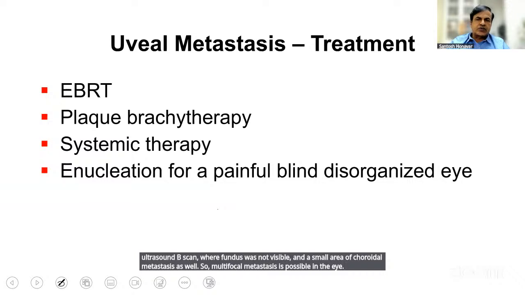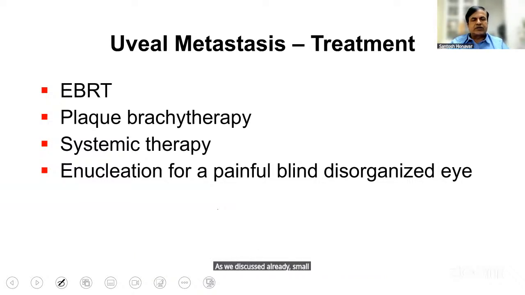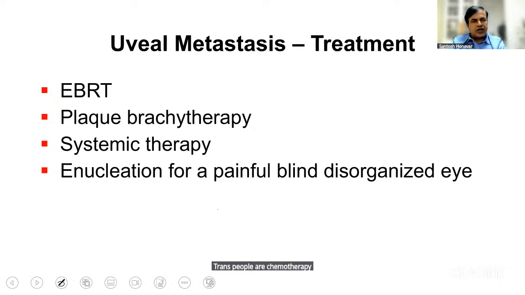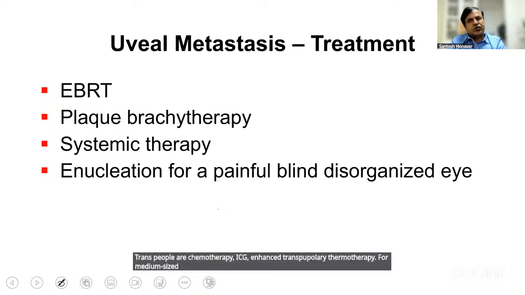As we discussed already, small choroidal metastasis with SRF can be treated with transpupillary thermotherapy, ICG enhanced transpupillary thermotherapy. For medium-sized lesions, you can treat easily with plaque brachytherapy. Plaque fits into the scheme.